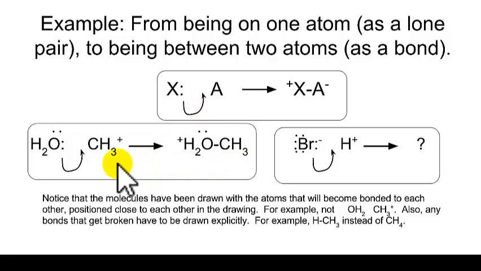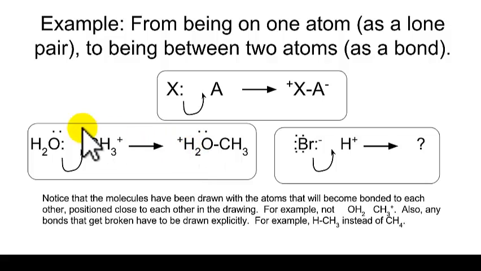Here's a real life case. So this is a carbocation. It's a carbon with three hydrogens only, so three bonds to carbon. Because it only has three electrons instead of its valence of four, it has a positive charge. So this is called a carbocation. Here's a lone pair on water. If this CH3 positive encounters this water molecule, that pair of electrons moves in here between the oxygen and the carbon to form a new bond.